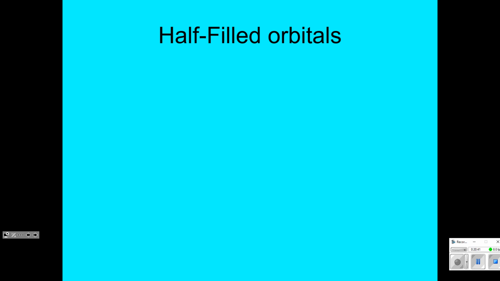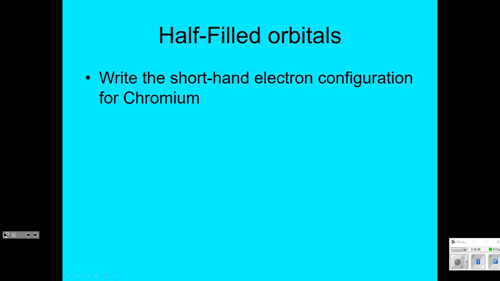So, what I'd like you to do right now, no matter where you're at, is underneath on your packet where it says exceptions to the pattern, it says write the shorthand configuration for chromium. So I'd like you to answer that one space right now. What's the shorthand notation for chromium? Chromium is element number 24, if you can't find it on your periodic table. And element 24 is chromium.